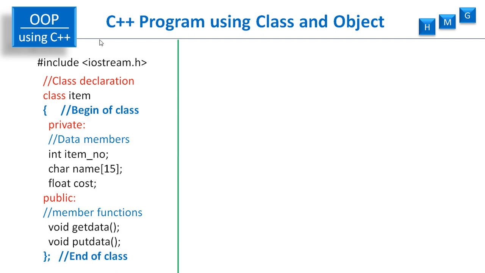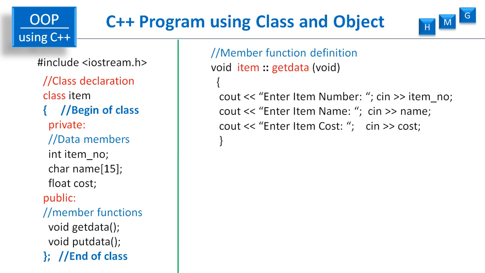Now here getData and putData are declared only, they are not defined. Now after this class we have to define the member functions. The first member function definition will be of getData. So here this getData function is defined outside the class, and we have seen in the previous video how to define a member function outside the class.